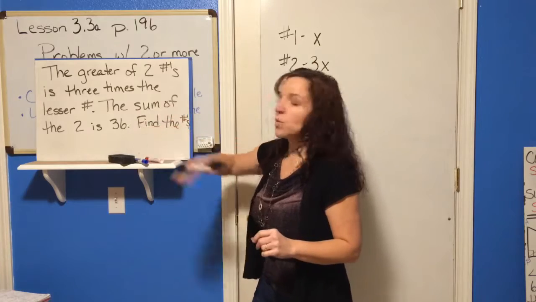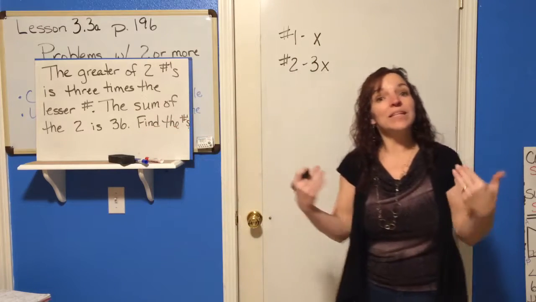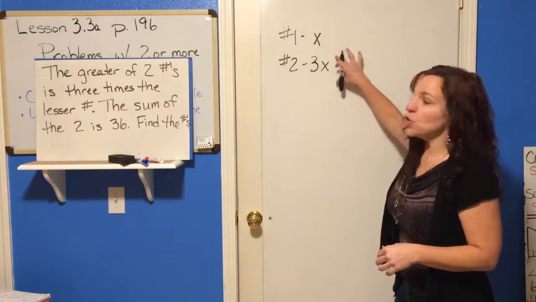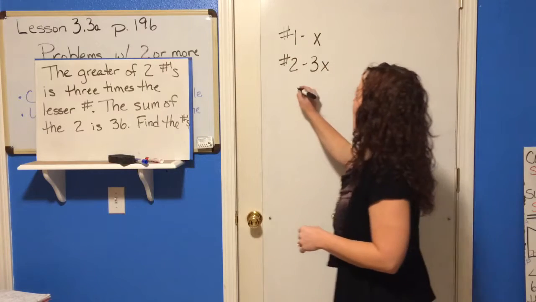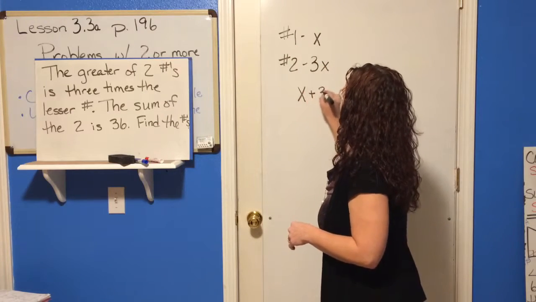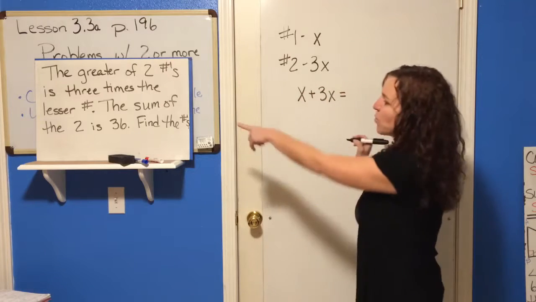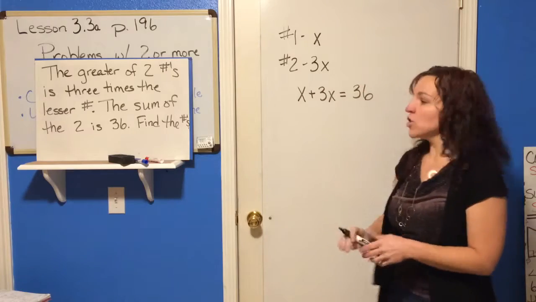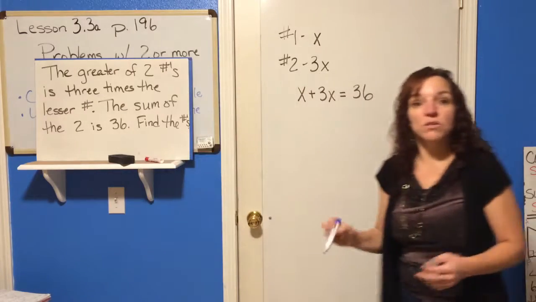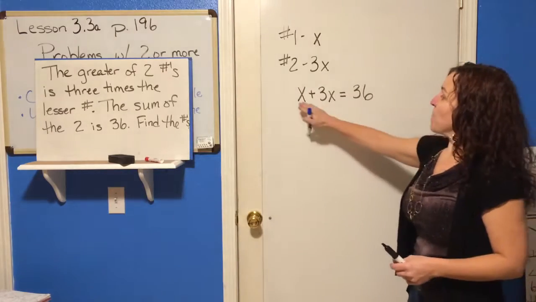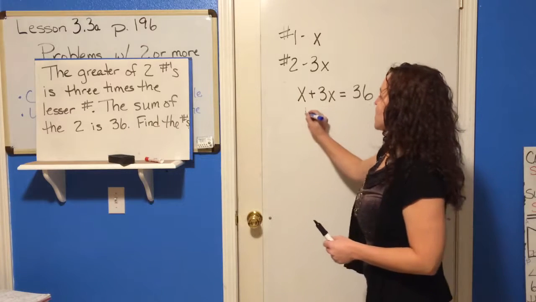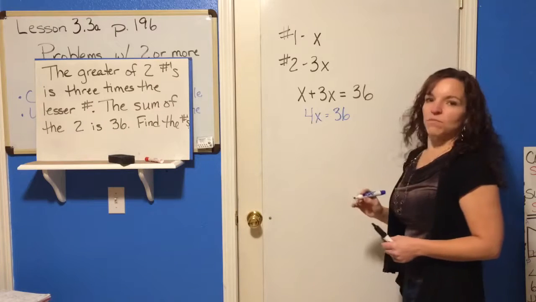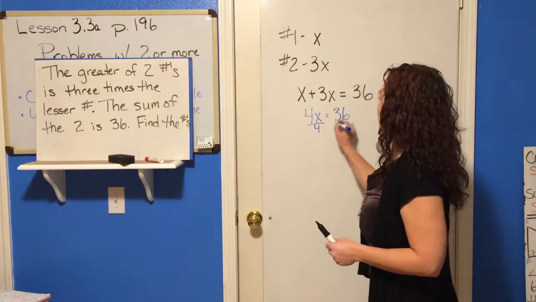If the sum of the two is 36, sum means to add. So you're going to add number 1 and number 2, and you're going to get 36. So you add x plus 3x, and you should end up with a total of 36. So now you have an equation. Once you have an equation, it's just a matter of simplifying. x plus 3x is 4x. 4x equals 36. Divide by 4 on both sides.